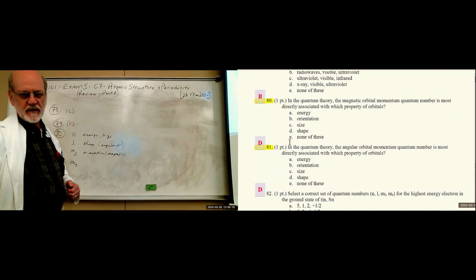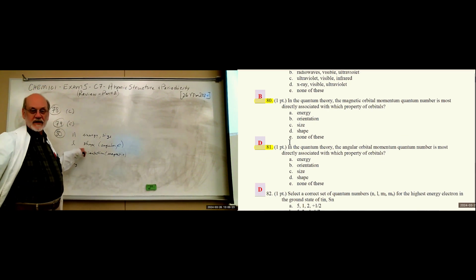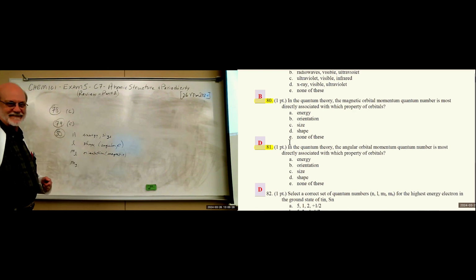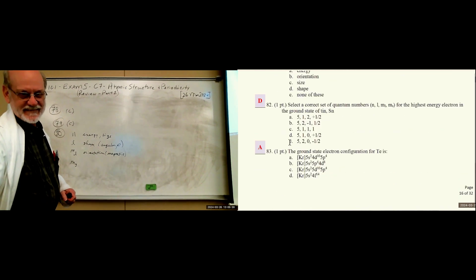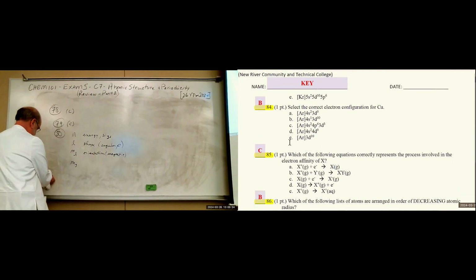How about the quantum theory? The angular orbital momentum. All right, now we're going back to this one. L is most associated with shape. Okay. Now we're down to 84. Try these out.